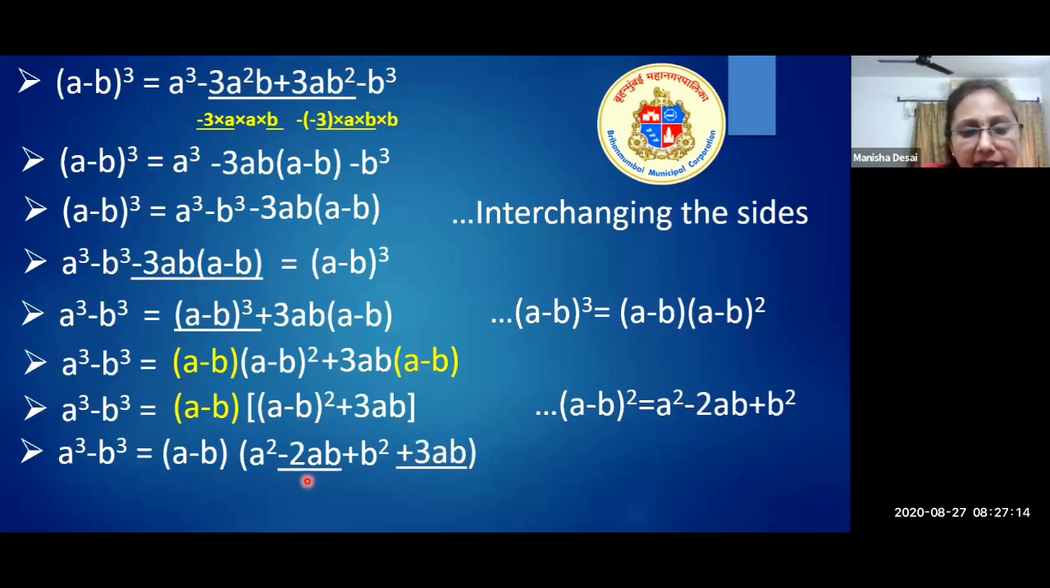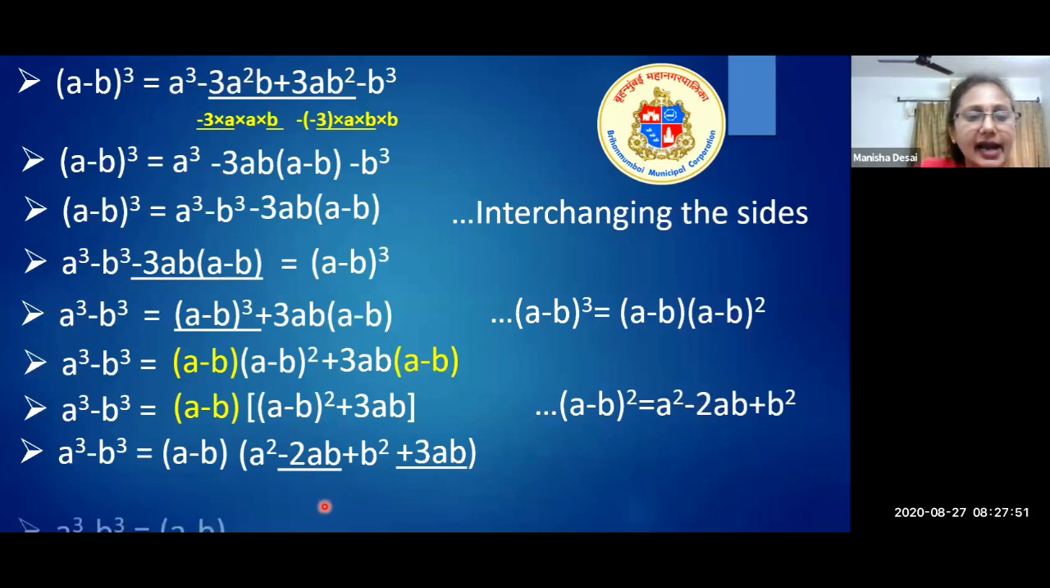Now you can see this minus 2ab and plus 3ab. These both are like terms. As we know, like terms can be added or subtracted. So what will be minus 2 plus 3? What is the answer of minus 2 plus 3? Plus 1. Very good, very good. So this minus 2ab plus 3ab can be written as ab because we don't write 1.